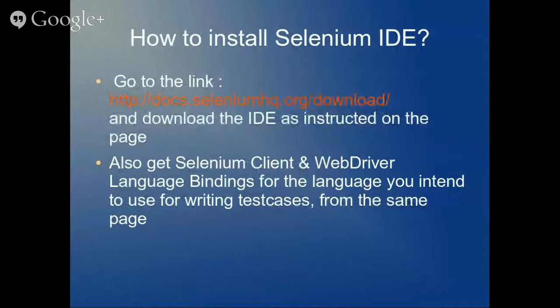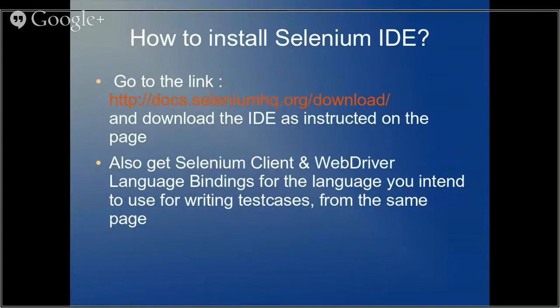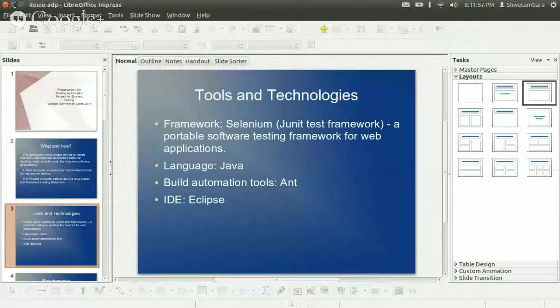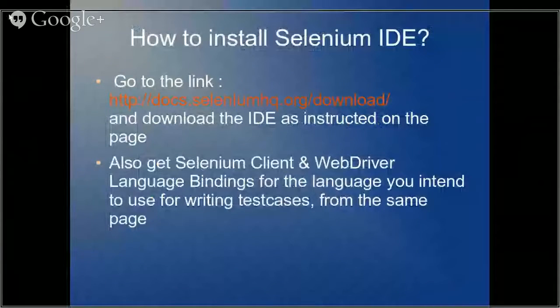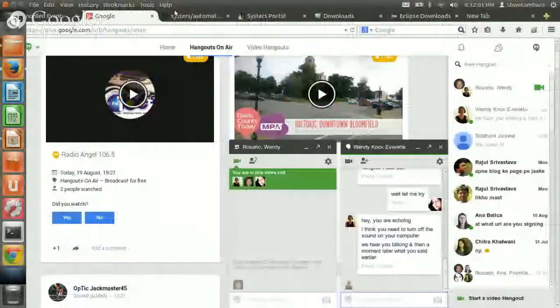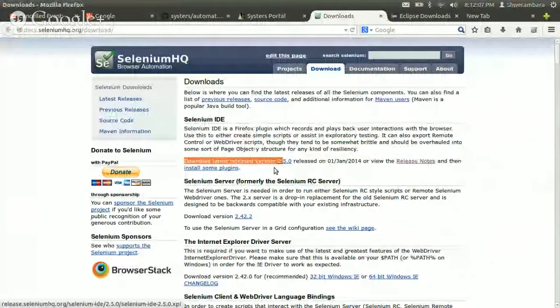Now, how to install the Selenium IDE? You have to go to the link that I have mentioned here, and you have to download the IDE as instructed. While you are at it, scroll down, go to this link, download the latest version. I got 2.5, and when you click it, there's a JavaScript pop-up from Firefox. It is a Firefox plugin, so it would be more comfortable if you download it from there and work on Firefox. And the pop-up will ask if you are sure you want to allow this installation.